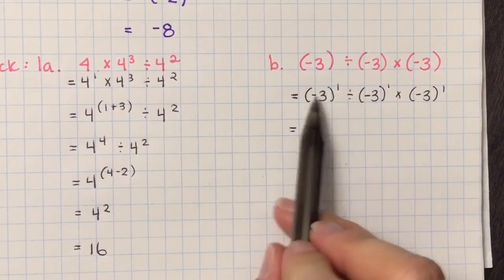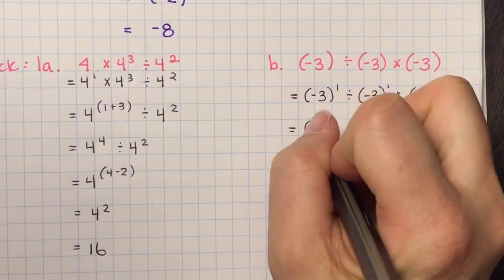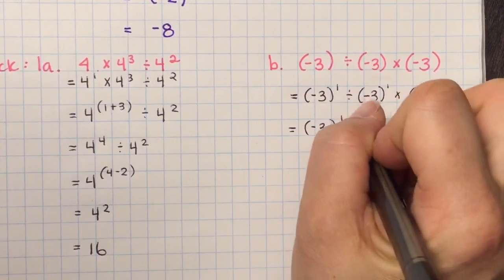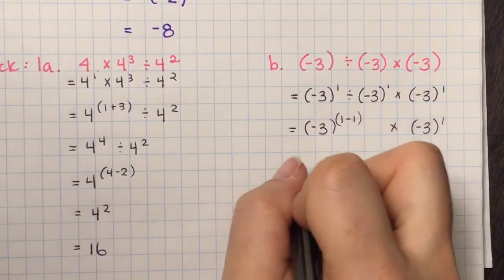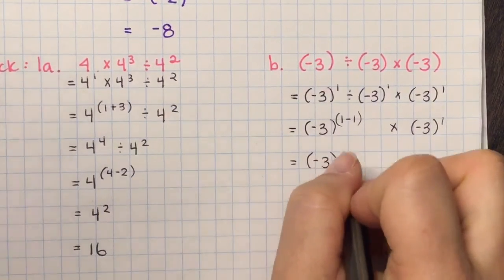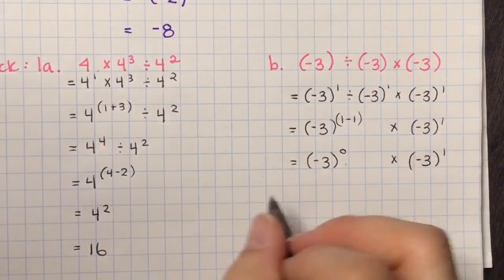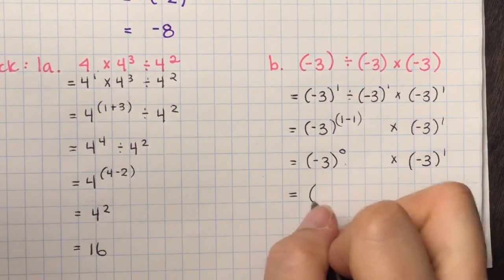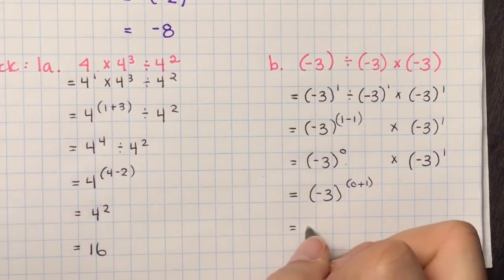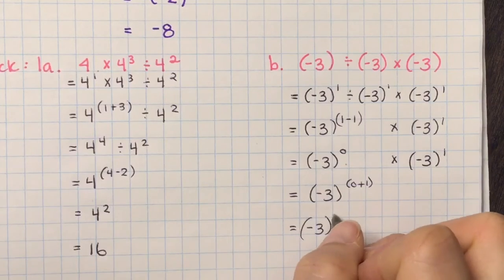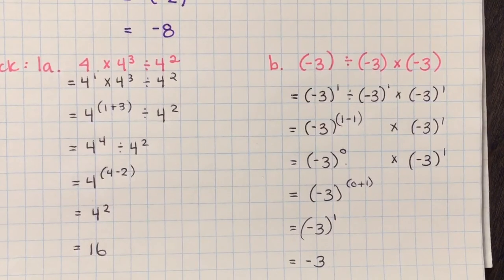And I add ones now because really negative 3 means exponent 1, okay? So 1 minus 1 is 0. So minus 3 to the 0 times minus 3 to the 1. So now I'm multiplying, so I'm going to have minus 3, 0 plus 1, which gives me minus 3. Make sure I keep those brackets, to the 1, which is minus 3. Awesome. Okay, there you go.